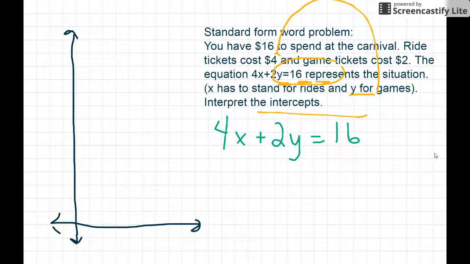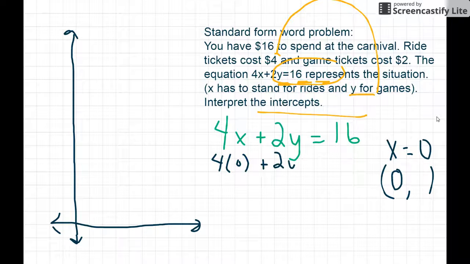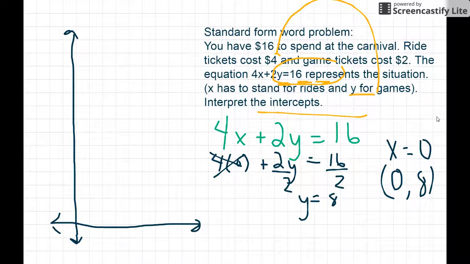Equals 16. So the first thing, I'm going to say that x is 0. So we can say 0 goes in the x spot. What's the y going to be? So 4 times 0 plus 2y equals 16. Well, 4 times 0 is gone. So divide by 2, y has to be 8. So 0, 8.